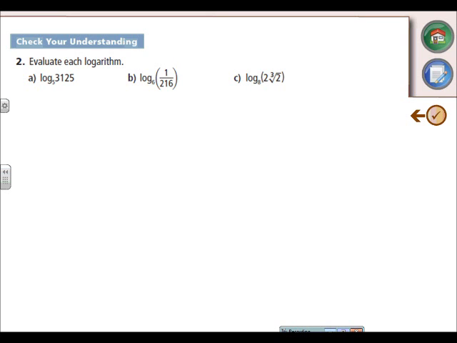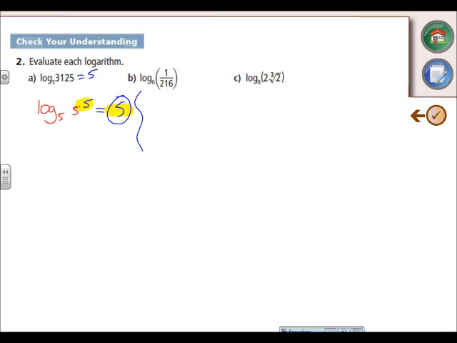But we can try to get a common base. So if we can get log base 5 of 5 to something, we know that that something is what it's going to equal. So we just take a little bit of guess and check and say, okay, 5 to the what equals 3125. And as we punch it in, we finally say, oh, 5 to the 5 is 3125. So the whole thing will equal 5.